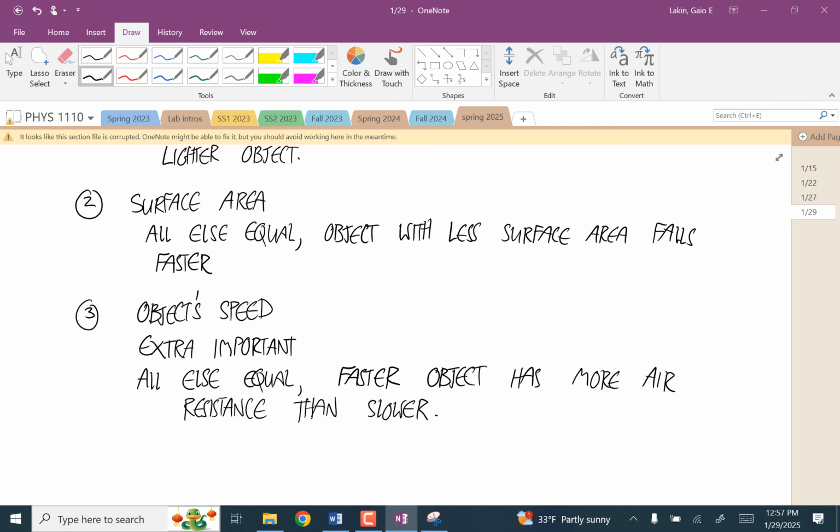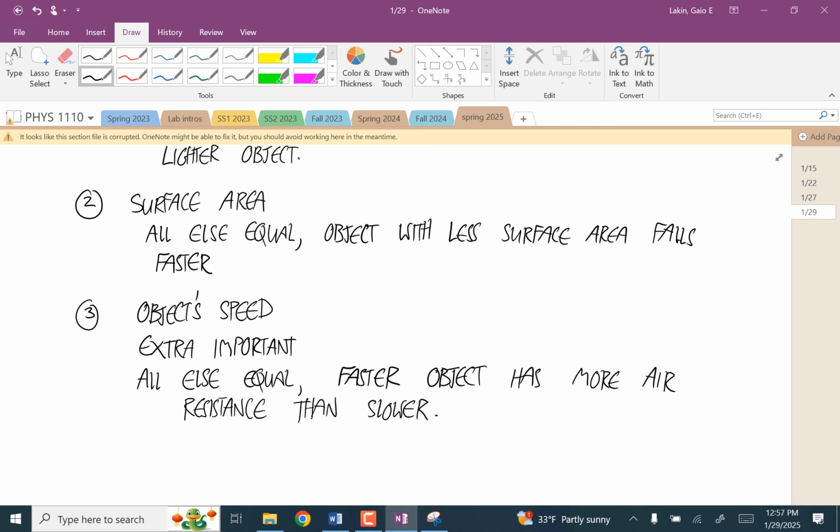And so one thing to keep in mind is that it isn't just a matter of whether the object has a lot of air resistance. It's also the application. Like, does a baseball have a lot of air resistance? Not if it's moving 5 miles per hour or 10 miles per hour, but if it's moving 100 miles per hour, it does.